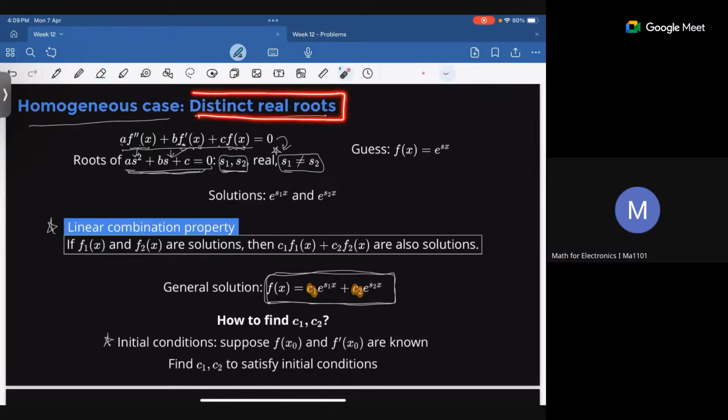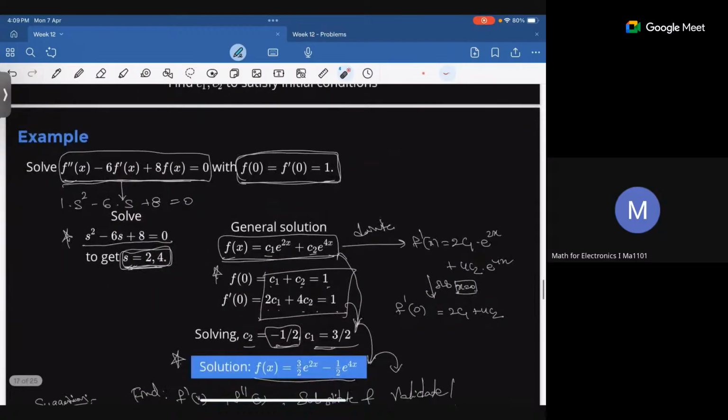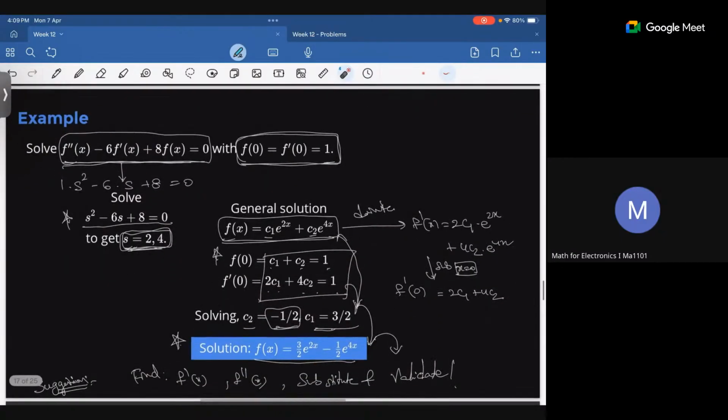Right? So only if your roots are distinct will your general form look like this: f of x is equal to c1 e power s1x plus c2 into e power s2x. Okay, so c1 and c2 are still unknown, and we have seen one example to find c1 and c2 also. Right, so this is the example we have seen. We have been given a second order ODE with some initial conditions: f of 0 is equal to f prime of 0 is equal to 1.